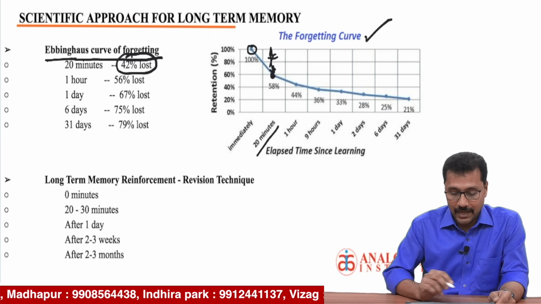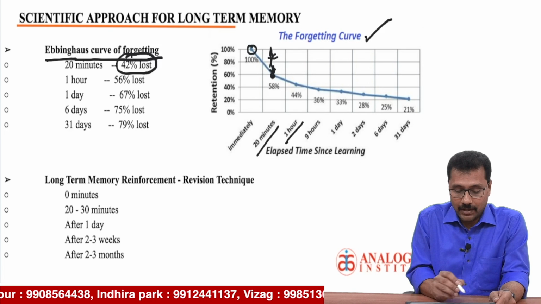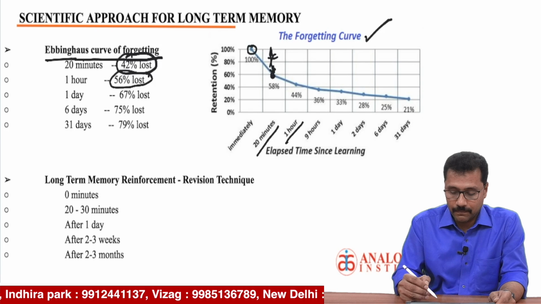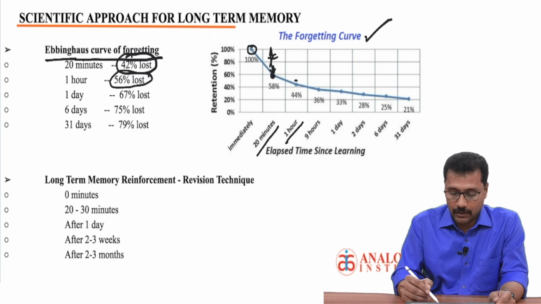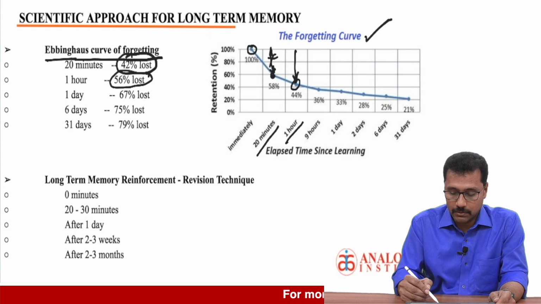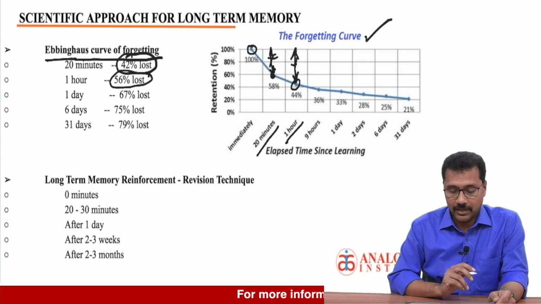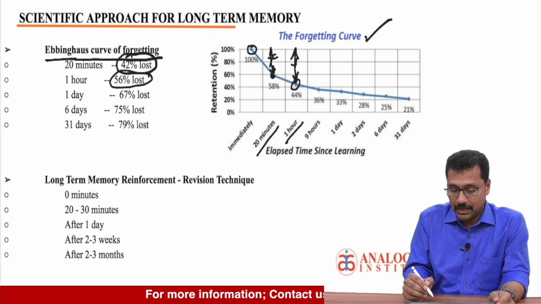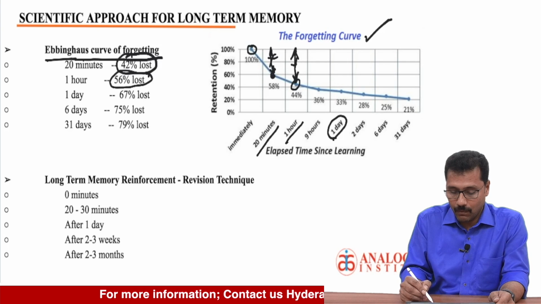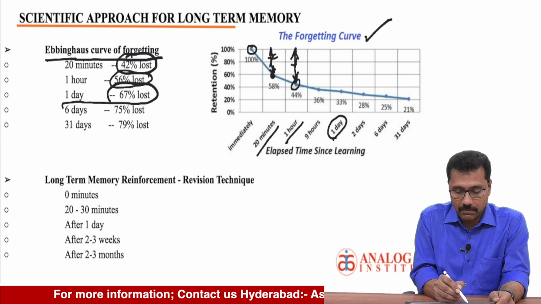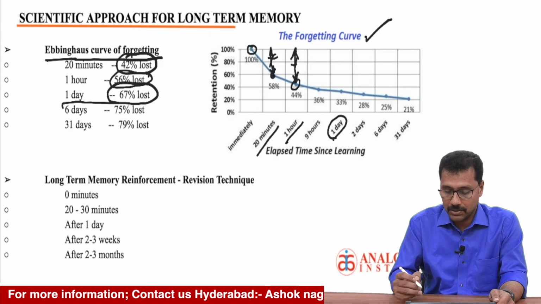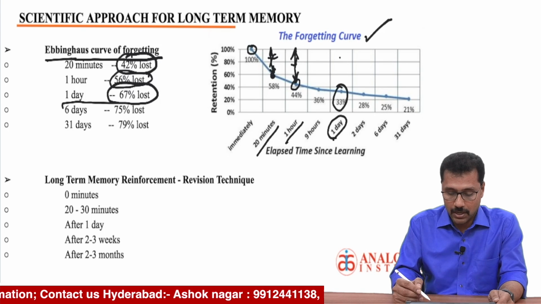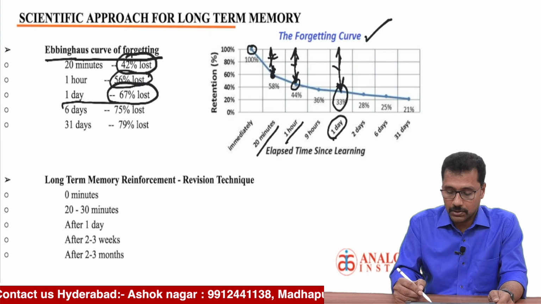Not only that, in a matter of just 1 hour, 56% information is already lost. That means what remains with you is only 44%. If you don't revise in between, in a matter of one day, 67% of information is already lost. That means what remains in your mind is only 33%.